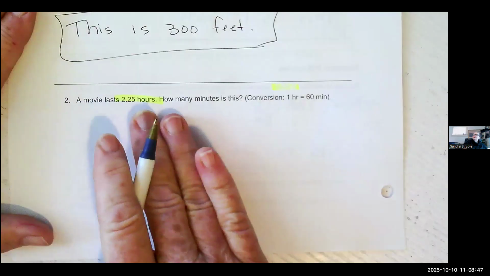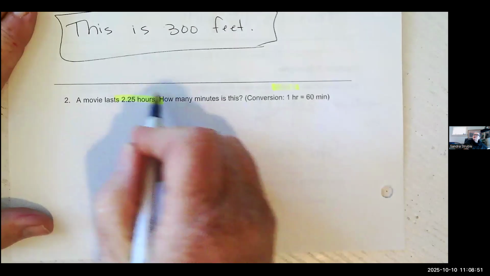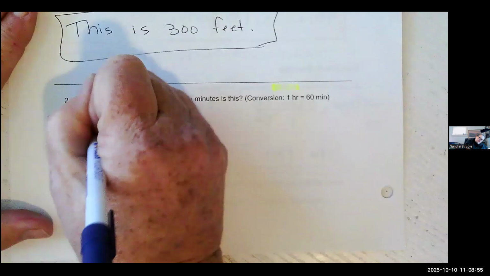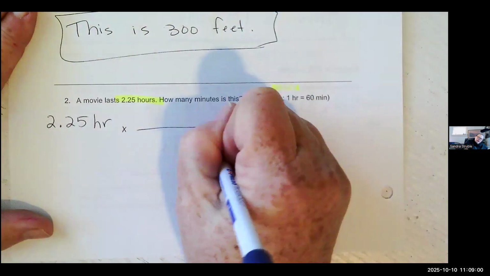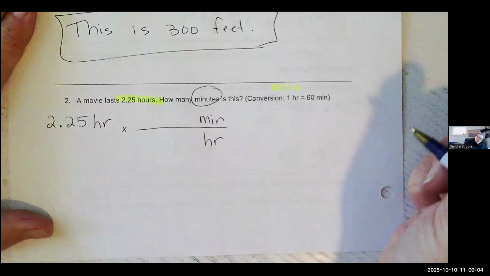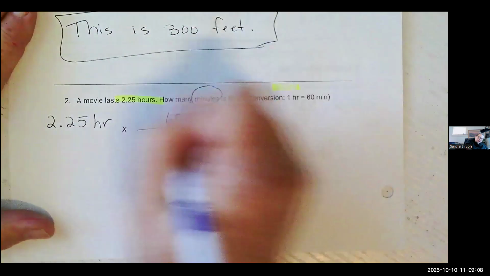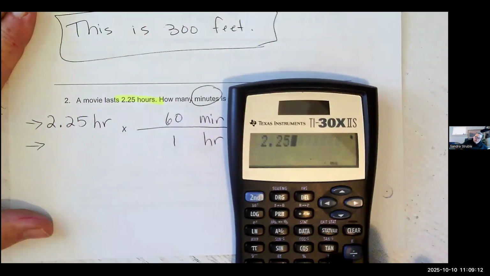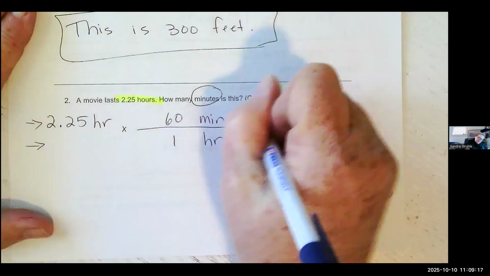A movie lasts 2.25 hours. How many minutes is this? Again, start with what you're given. You never start with your conversion. We've got hours up top, so we need to get rid of our hours, and we're headed to minutes. Okay. Now I plug in my numbers, 60 for minutes and 1 for hour, multiplying straight across. 2.25 times 60 is 135 minutes. My hours are gone.